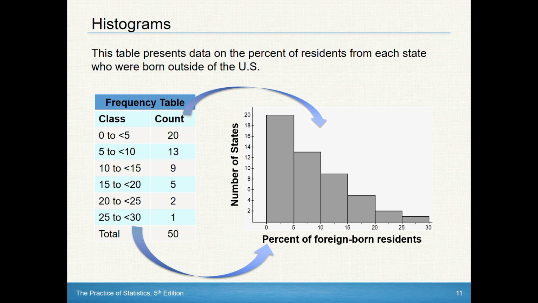The range, we can't be too specific, but we can say the highest is no more than 30 and the lowest is no less than 0. So the range would be 30 is how we would describe this. If we had the actual data, we could be more specific, but we don't, so we can't.